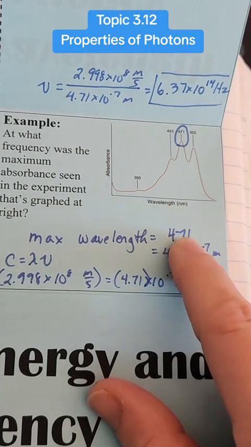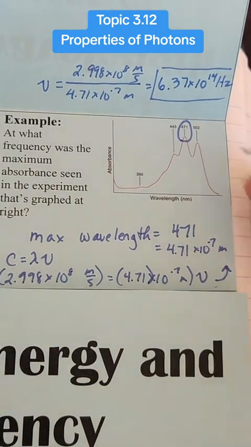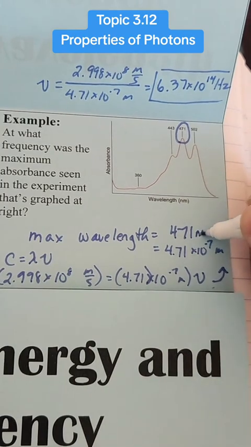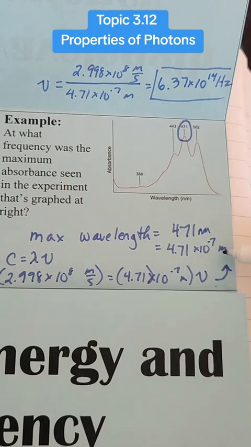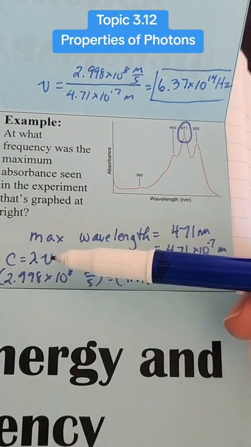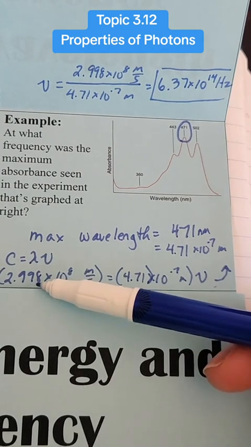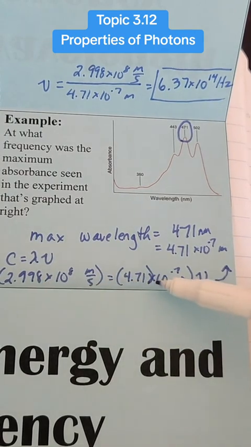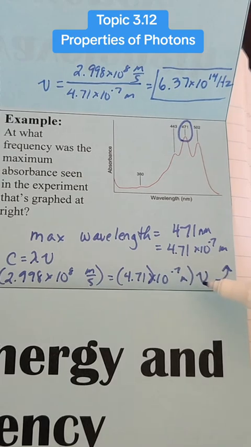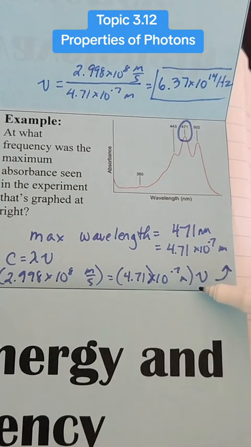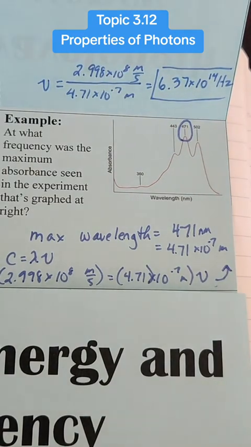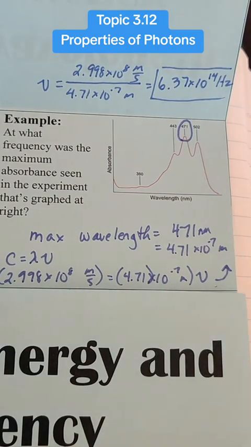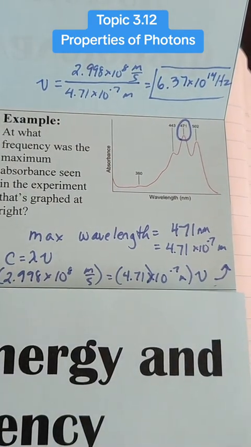That is in nanometers. We need to convert that into meters. And so when you do that conversion, then it works out to be 4.71 times 10 to the negative 7th meters. And then we can plug that into this equation. So I plugged in my value for c. This is my wavelength, 4.71 times 10 to the negative 7th meters, and then my frequency here is unknown. So then you divide to solve that equation, and you get 6.37 times 10 to the 14th hertz.